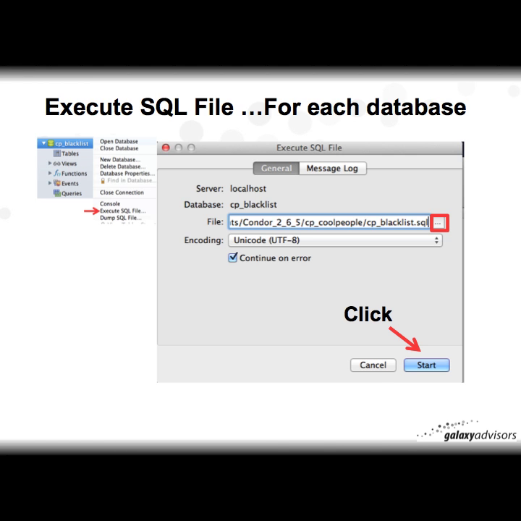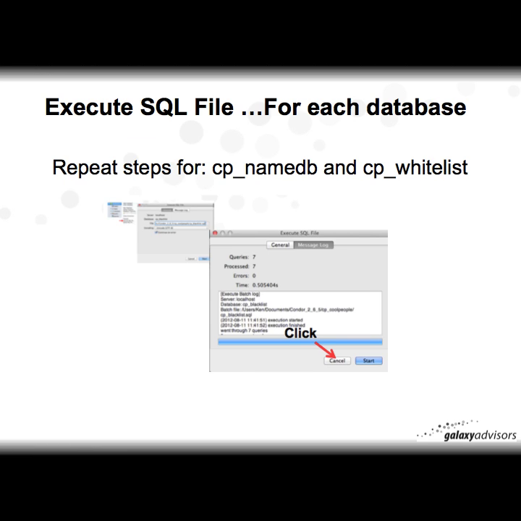A window is going to open, and under the file there's a highlighted in red there on the far right, the 3 little dots, and click on that and navigate to the CP_blacklist.sql file. Once you've found that, then click start, and then it's going to give a window, and it said it successfully executed those steps. Then click cancel. So repeat those steps.